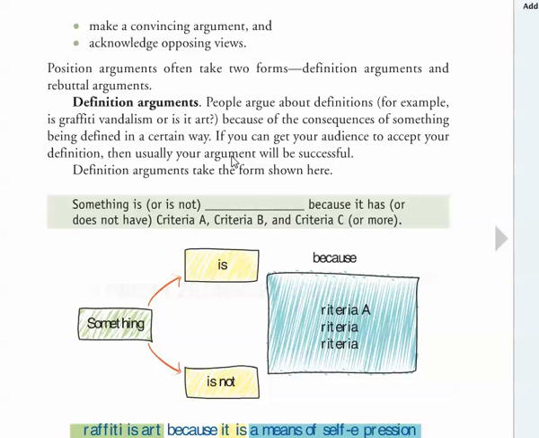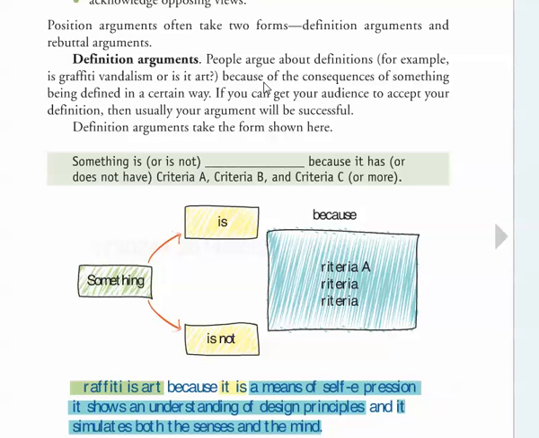Here's the definition argument, and that's what I want to concentrate on. People argue about definitions. For example, is graffiti vandalism or is it art? Because of the consequences of something being defined in a certain way. If you can get your audience to accept your definition, then usually your argument will be successful. So a definition argument takes the form shown here.